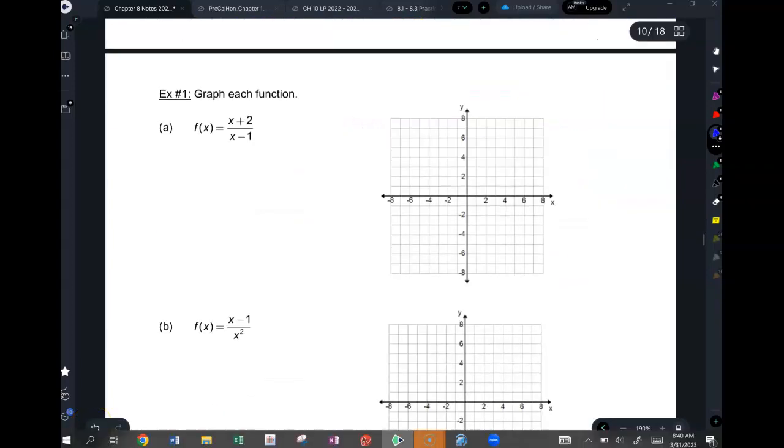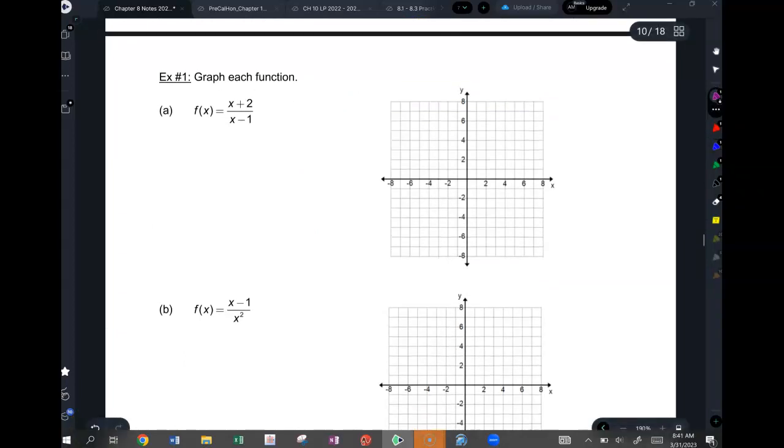Yeah. So let's go ahead and graph. Okay, so the first thing we want to do is find the asymptotes and the zeros. Why don't we start with the zero? For the zero, we're going to set the numerator equal to 0, and we get x equals -2. If you're asked for the zero, get in the habit of writing it as a coordinate point, (-2, 0).